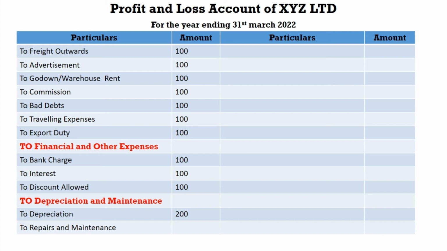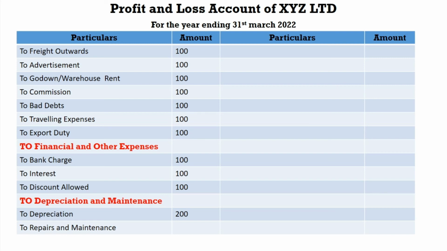Then financial and other expenses, that means what? Financial and other expenses, bank charge. We are taking a loan from the bank because the company is going to run, so they are going to charge, or the bank is servicing us, right? So that means they are charging. Interest, we are taking the loan, and according to the loan, they are charging interest, according to the percentage.